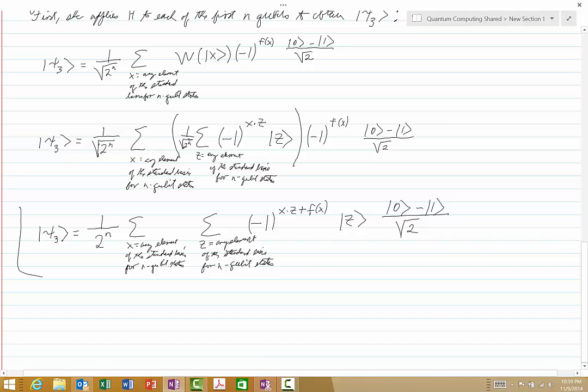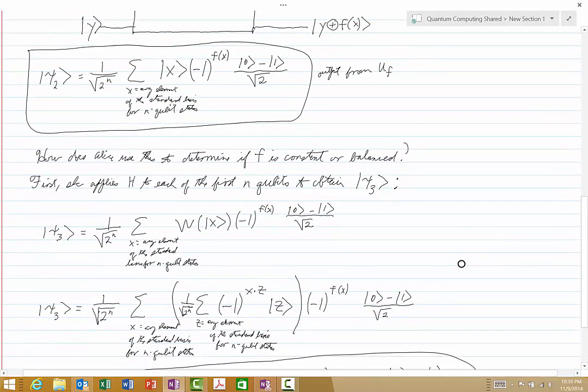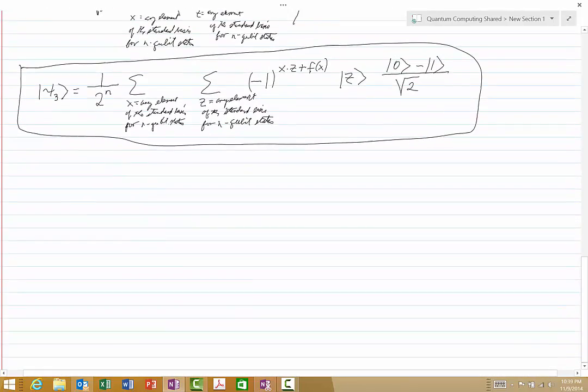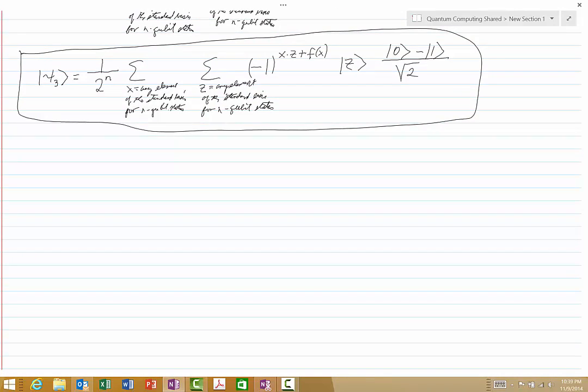And this will be what Alice will have after she applies H to each of the first n qubits of Bob's result C2. This is what C3, this is what Alice will obtain.